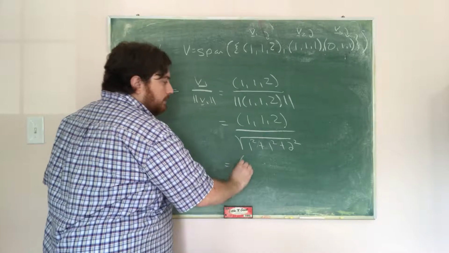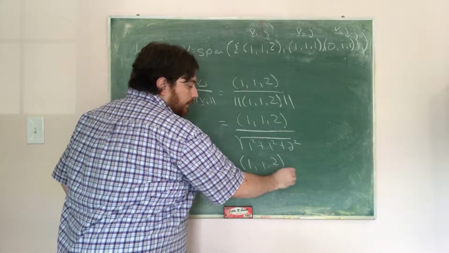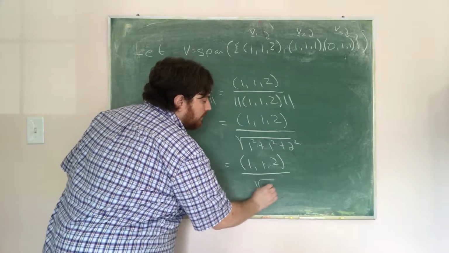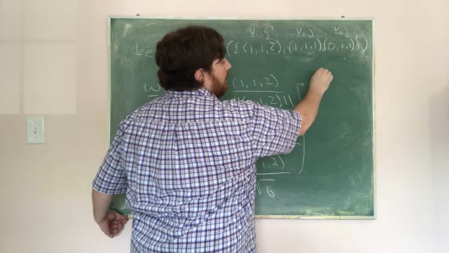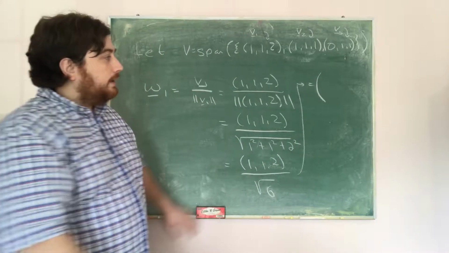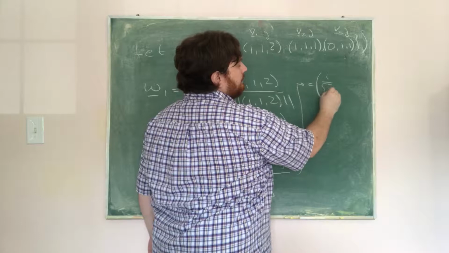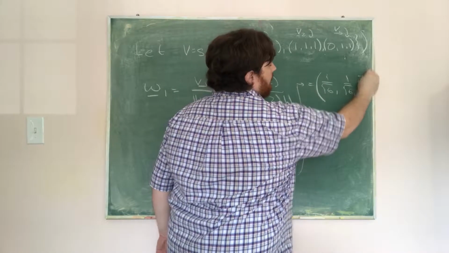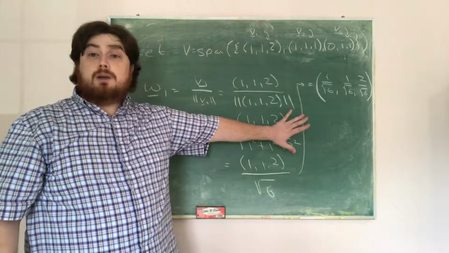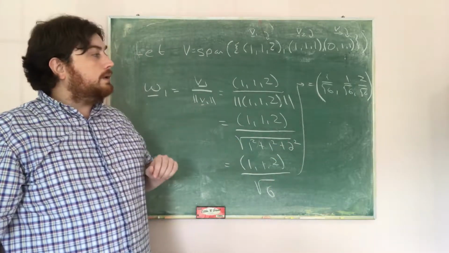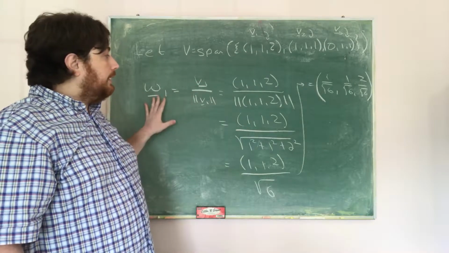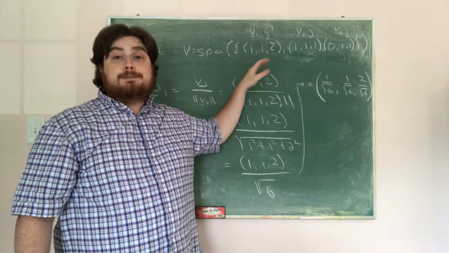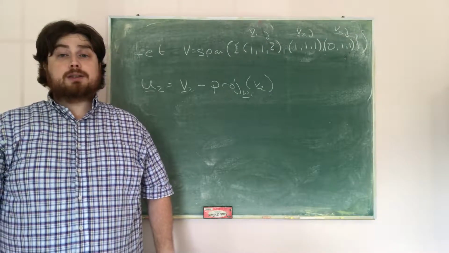So what I end up with is the vector (1, 1, 2) divided by its norm, and 1 plus 1 plus 4 is 6, so over the square root of 6. And so then if I write that out, I'm going to get 1 divided by the square root of 6, 1 divided by the square root of 6, 2 divided by the square root of 6. So therefore I have a unit vector in the direction of v1. So by starting off with these vectors, I now have my first vector, which is a unit vector in the same direction as this.